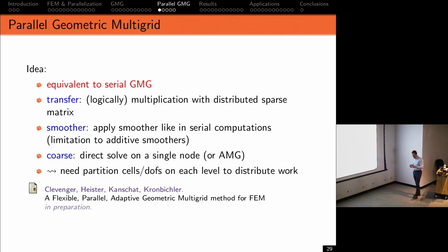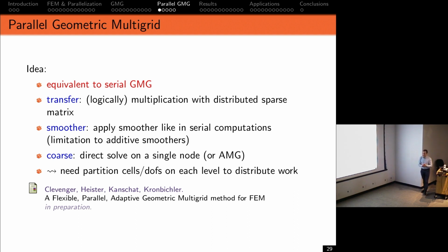Because for a multiplicative smoother, my solution in some area of the domain depends on the intermediate result. If I have an SSOR or a Gauss-Seidel or something, it depends on that. That is sequential, and I cannot do this in parallel. But if I have a simple enough smoother that does not depend on what the other processors are doing, I can be equivalent to the serial computation. I can mix those, but that's maybe beyond what I want to talk about today.